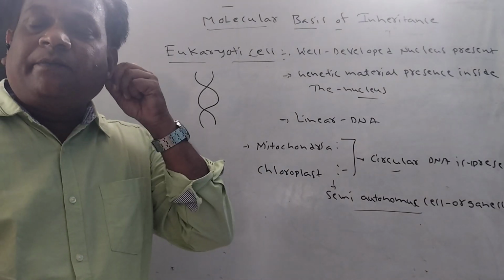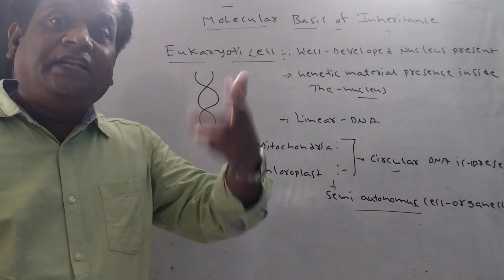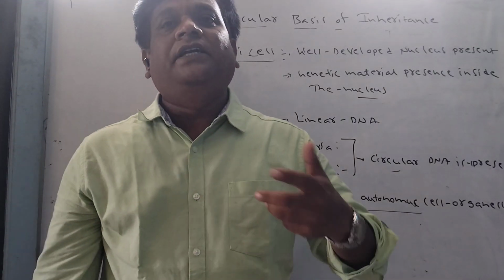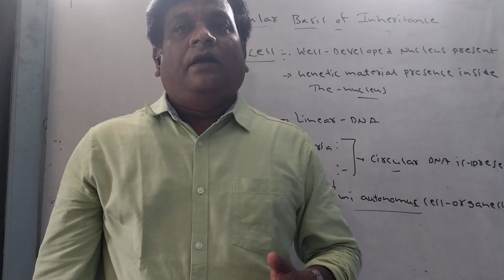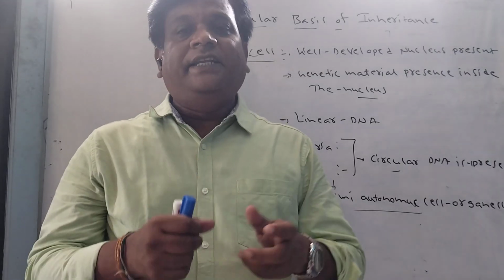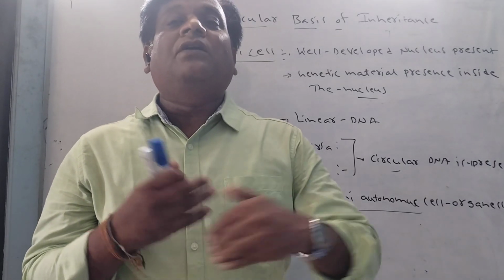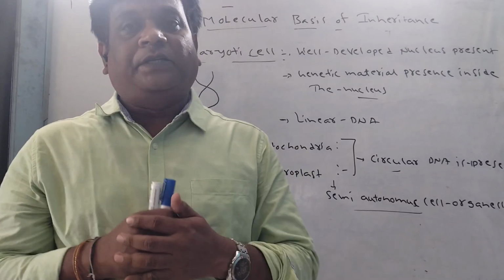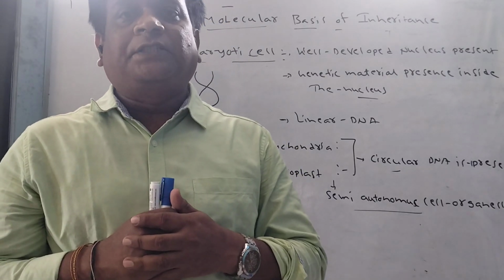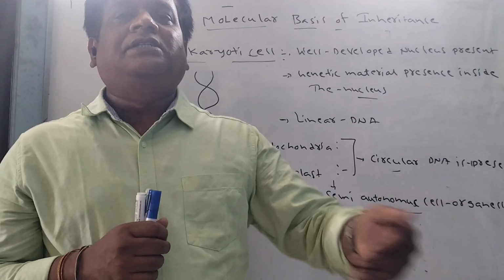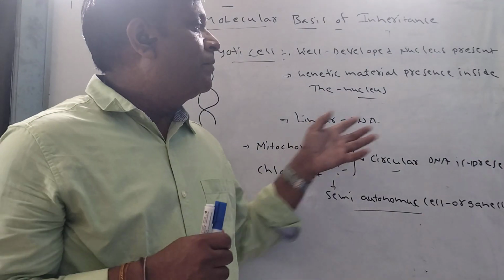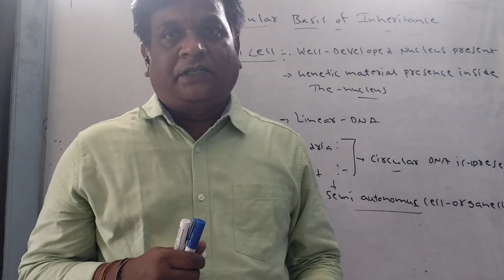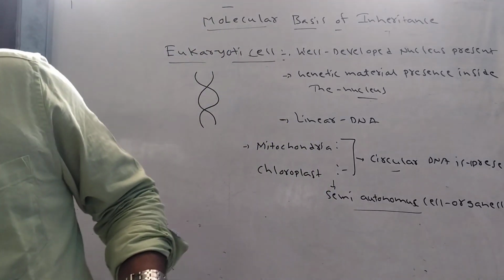Now we can see the length of the DNA. How can we measure the length of DNA? The length of DNA is based on the number of nucleotides, the number of base pairs. How many nucleotides are present: 1, 2, 3. The more nucleotides present, the greater the length of the DNA. So now we can see the length of DNA.